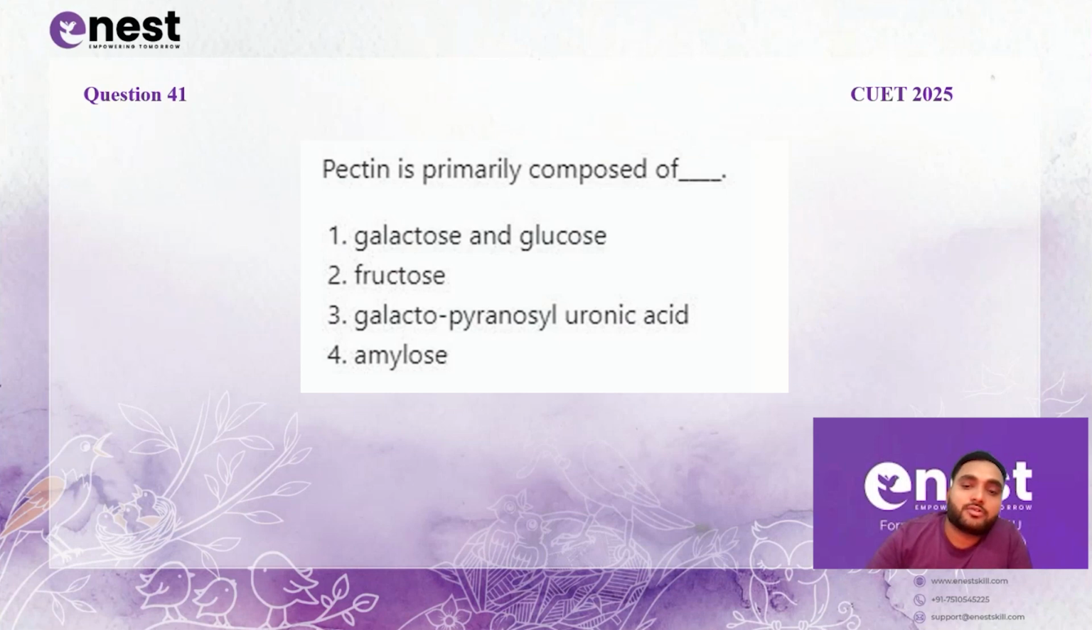Then let's get to the next question. Pectin is primarily composed of galactose and glucose is wrong, fructose is also wrong, and amylose is also wrong. So if we go by the elimination method, which is also a way by which you do questions in your exam, galactopyranosyl uronic acid, it is a heteropolysaccharide made up of alpha 1,4 linked D-galacturonic acid units. So 3 is the right answer for this question, galactopyranosyl uronic acid.